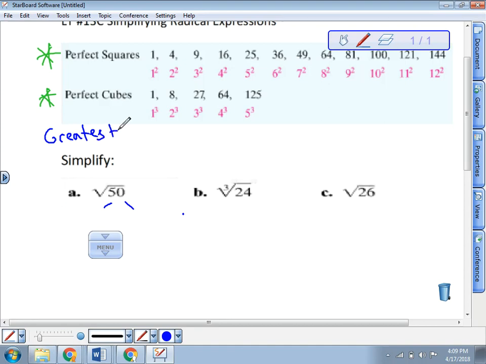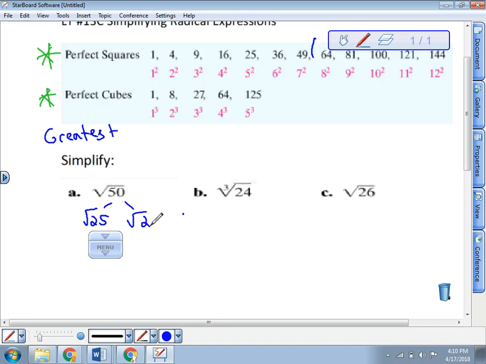So I look at 50. I know the factor will not be greater than 50, so I look at what's less than 50. 49 doesn't go in there, 36, no, 25 goes into the square root of 50. So I'm going to say square root of 25 times the square root of 2. Again, it's not 25 times 2. It's the square root of 25 times the square root of 2 equals the square root of 50.